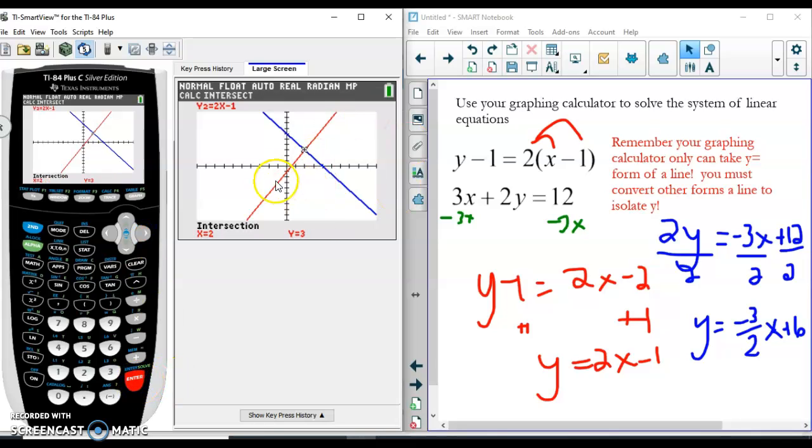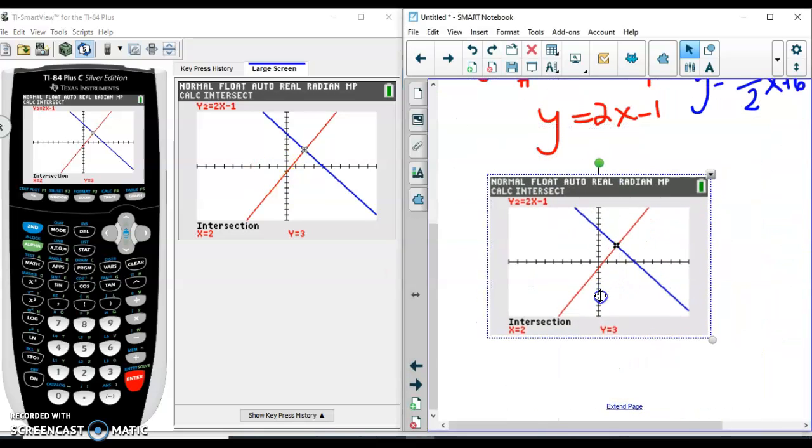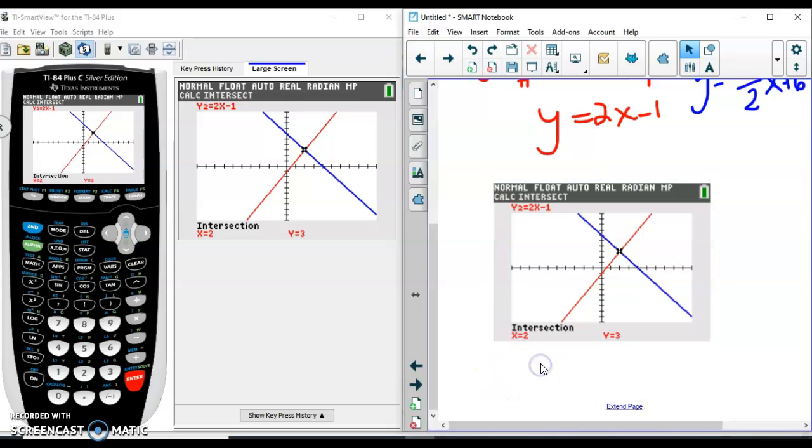Once I hit enter, it'll tell me what the point of intersection is, and I'll verify that I have the point of intersection because it says intersection. So the solution here was (2, 3).